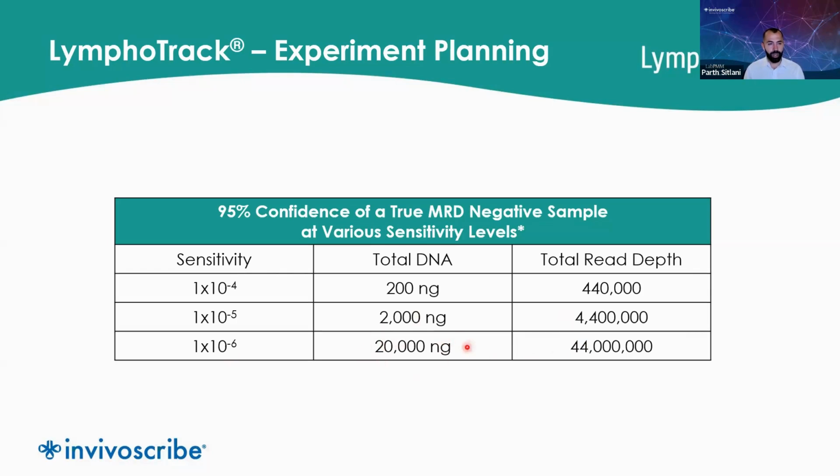However, we find that 20 micrograms of DNA is very difficult to achieve for most samples, and 44 million read depth is quite restrictive, at least in modern sequencing costs.